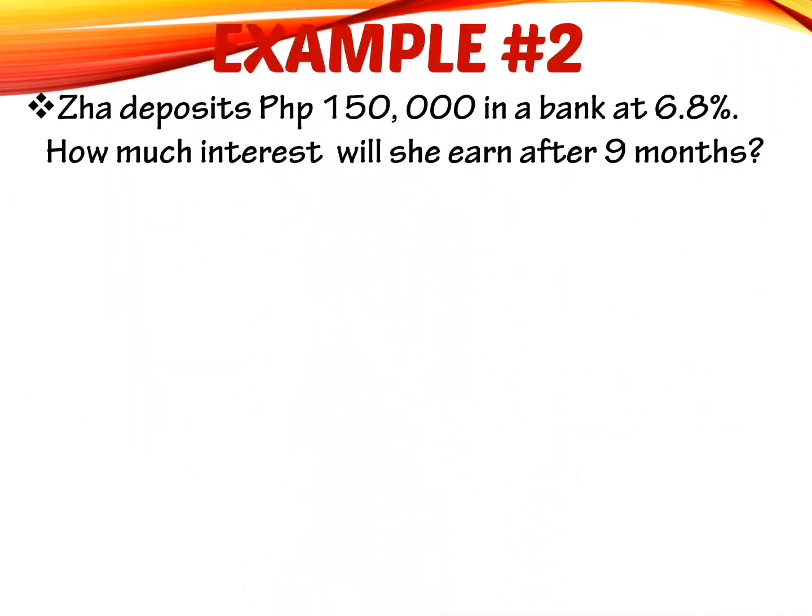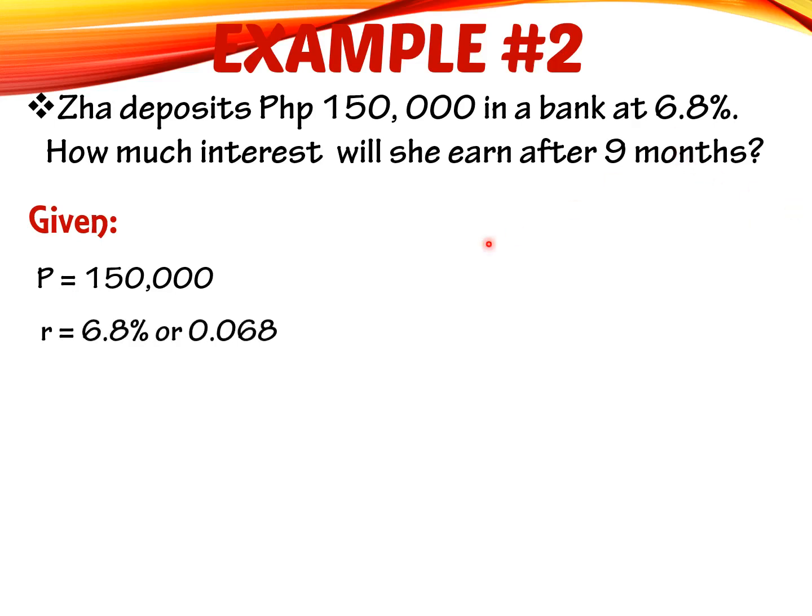Okay, let's have another example. Siya deposits 150,000 in a bank at 6.8%. How much interest will she earn after 9 months? So we have to identify first the given. So we have here 150,000 as your principal amount. 6.8 is your rate expressed in decimal.